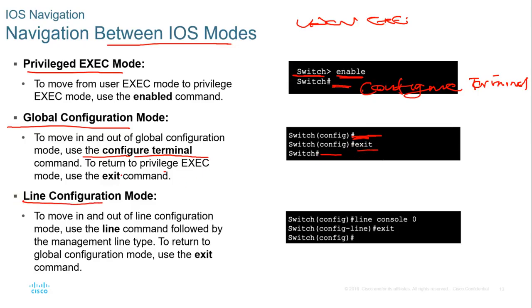We have line configuration mode. To get in and out of line configuration mode, we need to use the line command followed by the management line type. To return to global configuration mode, you still use exit. In other words, exit takes you one step back. So as you can see, it's line, then console, which is the management line type, console 0. And then if you want to go back to global, you use exit.